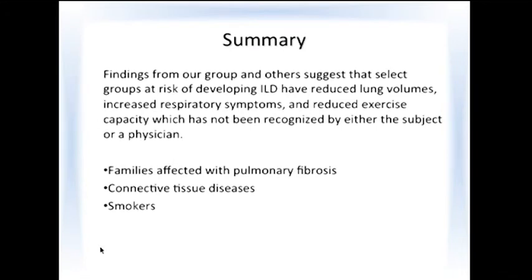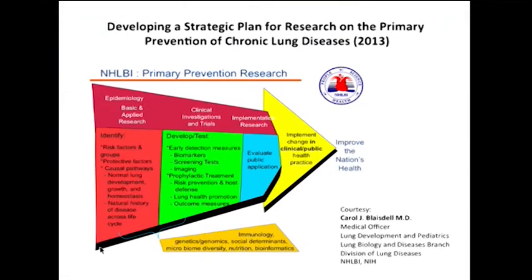So let me just summarize our findings. Our group and others, our findings suggest that select groups at risk of developing interstitial lung disease have reduced lung volumes, increased respiratory symptoms, and reduced exercise capacity, which has not been recognized by either the subject or a physician. And for now, we've characterized these subjects, families affected with pulmonary fibrosis. There's a growing literature in connective tissue disease, and certainly there's a lot of interest in smokers. And I mentioned that there's some surgical literature showing post-operative acute interstitial pneumonia or acute exacerbations in individuals who had asymptomatic disease.